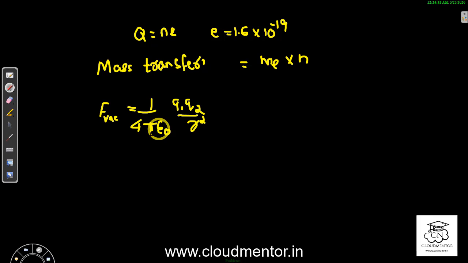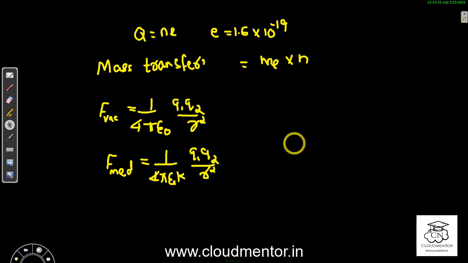So the force of attraction or repulsion in a particular medium will be equal to 1 by 4 pi epsilon 0 multiplied by 1 by k or epsilon r, where k is the dielectric constant or the permittivity of the medium, multiplied by q1 q2 upon r square. So now let's move on to the questions.